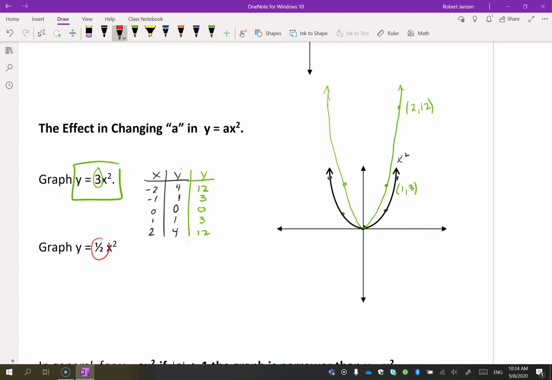What if I put a half in front? Then my y values, instead of multiplying them by 3, I'm going to be multiplying by a half. So instead of 1, 1, I would get this point here, 1, 1/2. And instead of 2, 4, it would become 2, 2. So this graph is going to end up looking something like this. That looks like it's wider, but really what you've done is you've squished it. You've taken those arrowheads and pushed them down.